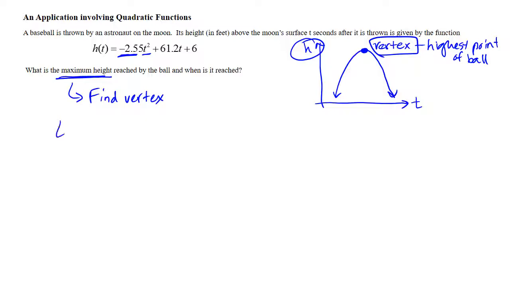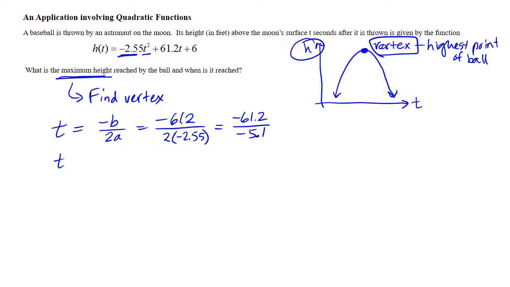So our input variable is t, so I'm going to start by finding the input value for the vertex. So t is negative b over 2a with the formula. B is 61.2, so my numerator is negative 61.2. My denominator is 2 times a, which is negative 2.55. Remember to calculate the denominator before you divide. So negative 61.2 over negative 5.1. And then calculating that out, we get t is equal to 12.